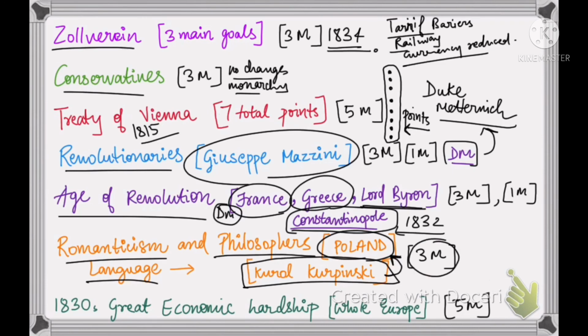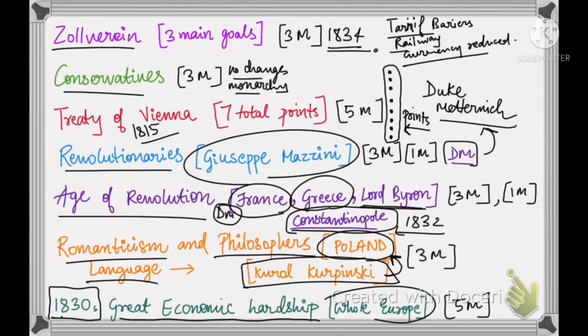Now we have the next part, where we study the hunger, hardship and popular revolt. When all these nationalist feelings were developing, people were also suffering in various parts of the country. This is also an important board question, and the Polish language question is also a board question. So let's start with the answer: the 1830s was a year of great economic hardship for Europe.